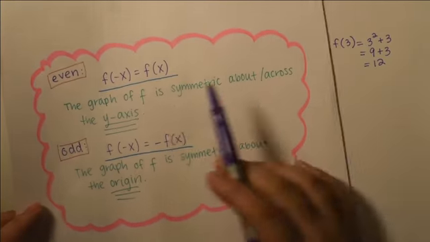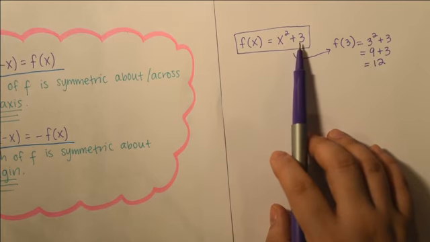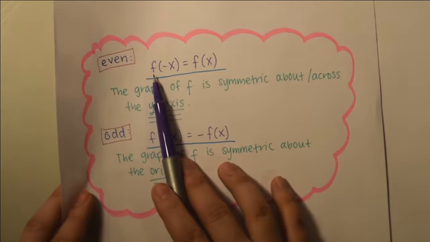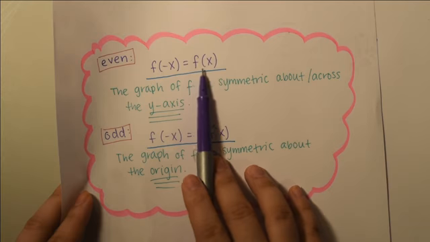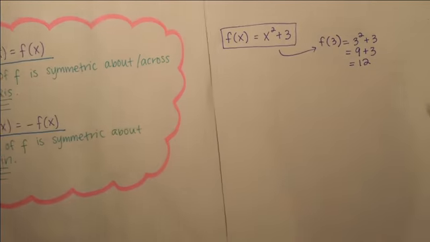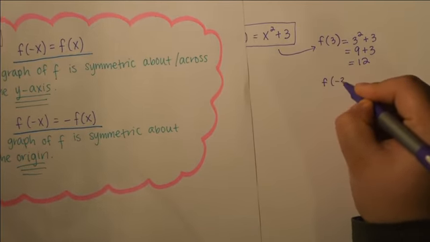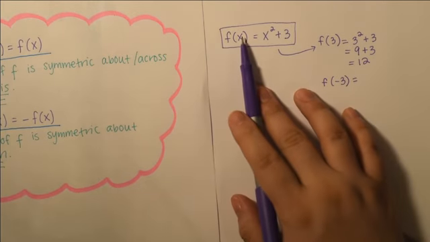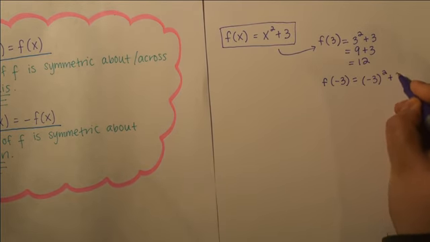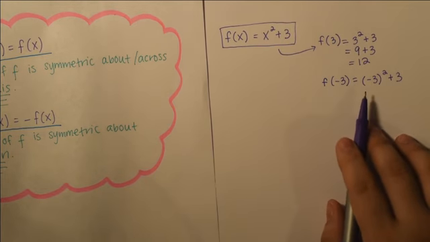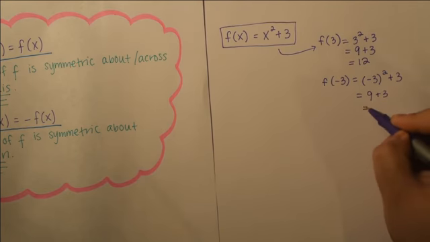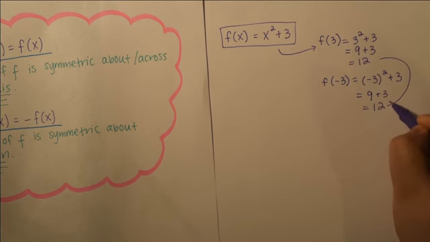So what this tells me is if this function is even, then I would expect that if f of 3 is 12, I would expect that f of -3 is the same thing as f of 3, which is 12. So I would also expect f of -3 to be 12. So we can kind of try this. So f of -3, meaning I'm inputting -3. So that means (-3) squared plus 3. And the negative number squared, so -3 times -3, is positive 9. Plus 3 is also 12, and those two are equal.